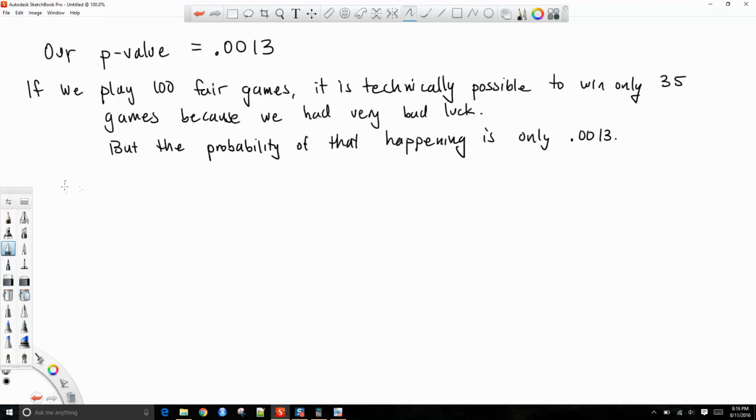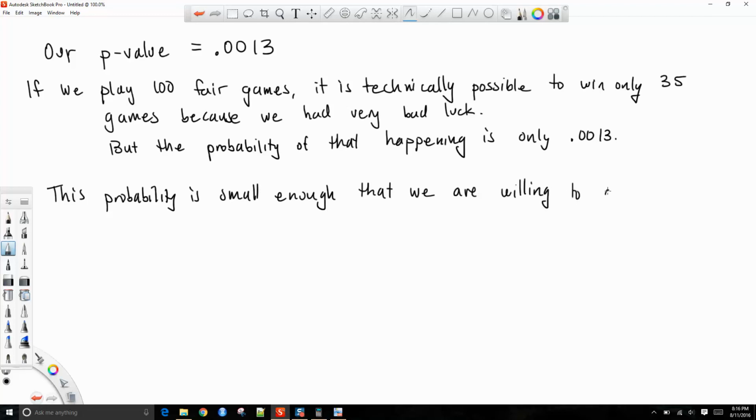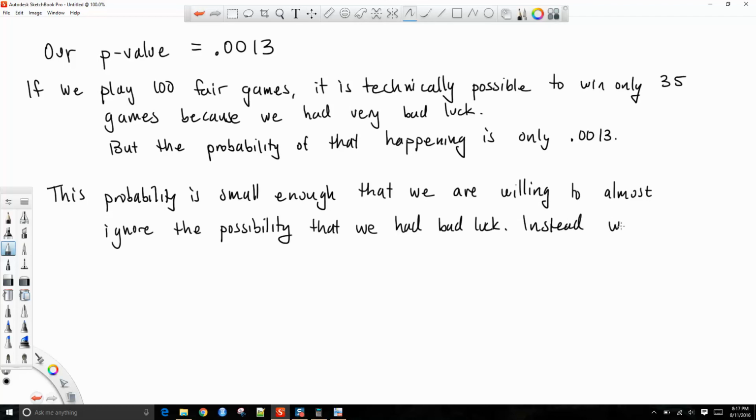Okay, so this probability is so small enough that we are willing to almost ignore the possibility that we had bad luck. Okay, and instead we conclude that our opponent was cheating somehow.